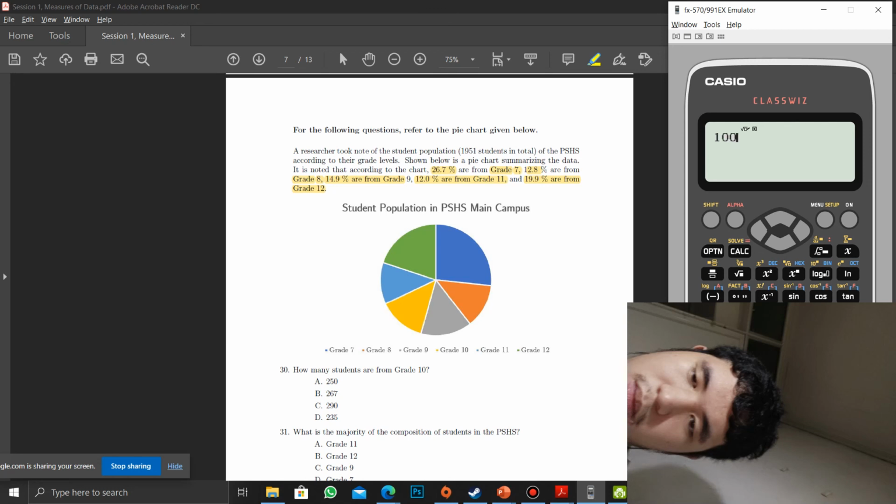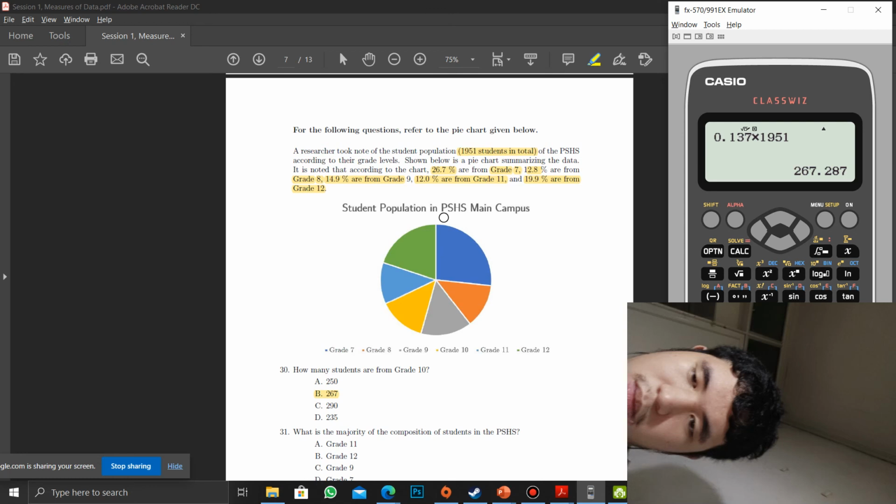100 minus (26.7 plus 12.8 plus 14.9 plus 12 plus 19.9), 13.7% are from grade 10. Ngayon, let's multiply that to the total. So, 0.137 times 1951, 267.2. Obviously, hindi natin kinukuha yung butal. So, 267 students. Majority of the composition of students in Pisay.